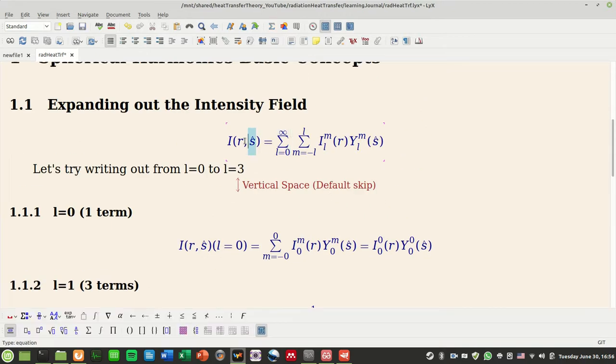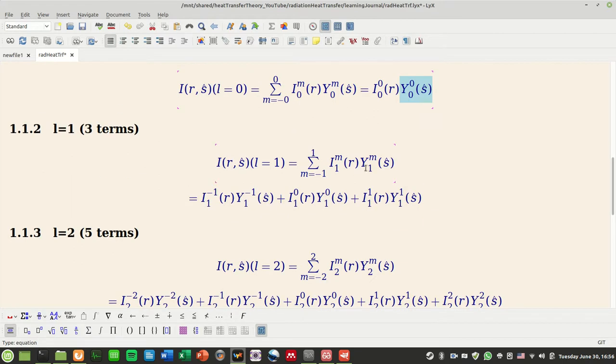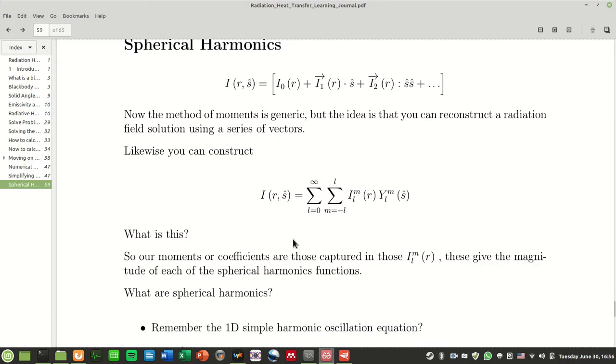We can reconstruct this whole field by summing up the spherical harmonics, and you kind of give each a weighting factor, so to speak, to each of these spherical harmonics. Now, what are spherical harmonics? The spherical harmonics are these parts called YLM or YML.